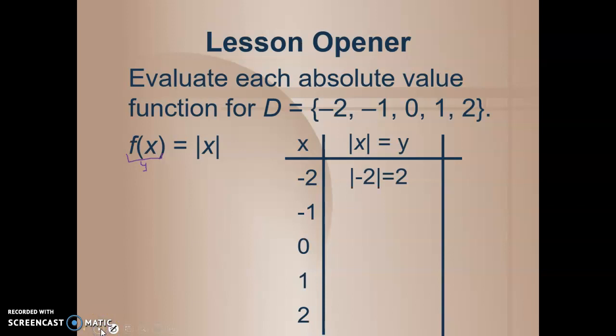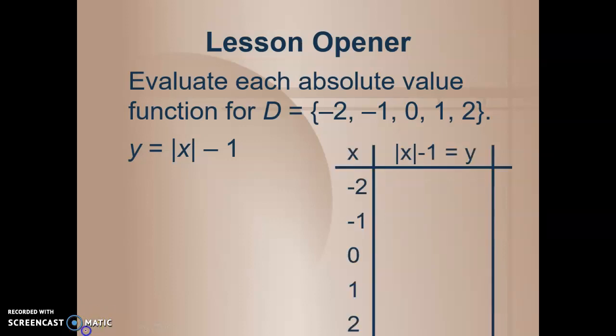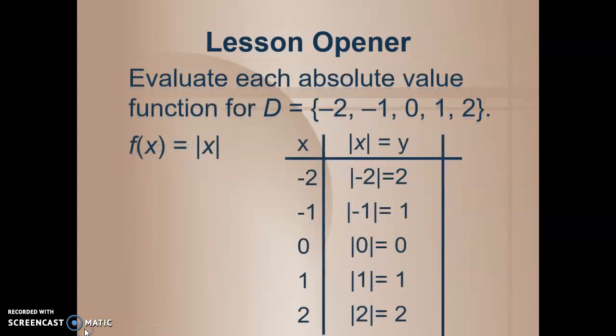The absolute value of -2 is 2, of -1 is 1, of 0 is 0, of 1 is 1, and of 2 is 2. Let's go ahead and put our coordinates. If we were to graph that, our xy coordinates would be -2, 2; -1, 1; 0, 0; 1, 1; and 2, 2, if we were to finish up that chart.